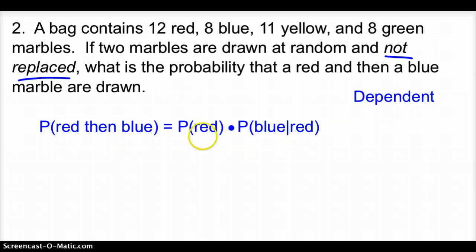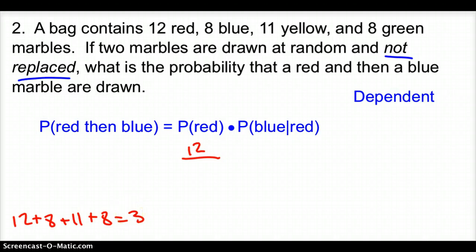First, what is the probability of red? Well, how many red do we have? We have 12 red. Now, how many total do we have? Over here in the corner, I'm going to go 12 plus 8 plus 11 plus 8, which is 39. So we're going to put this 12 over the total. Remember, probability loves total. So it's 12 over 39 times, now how many blue do we have? We didn't draw blue in the first round, so we still have 8 blue.